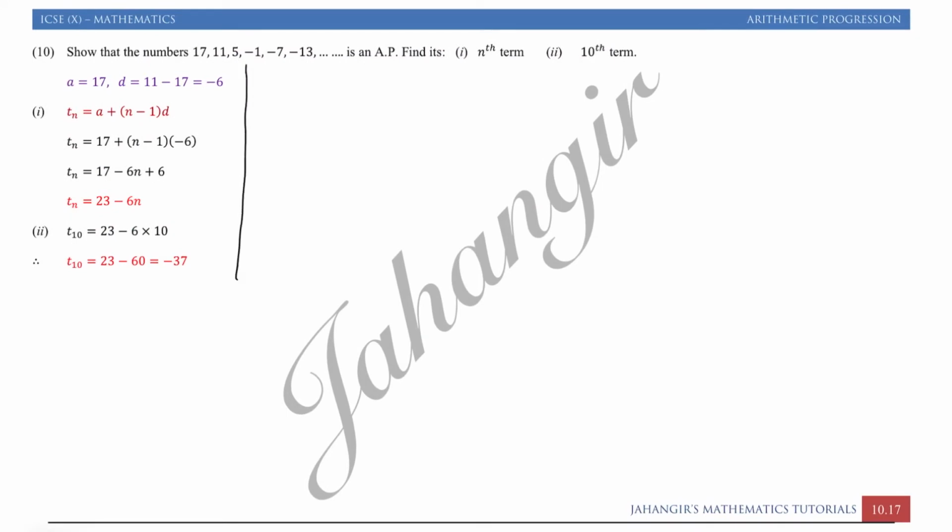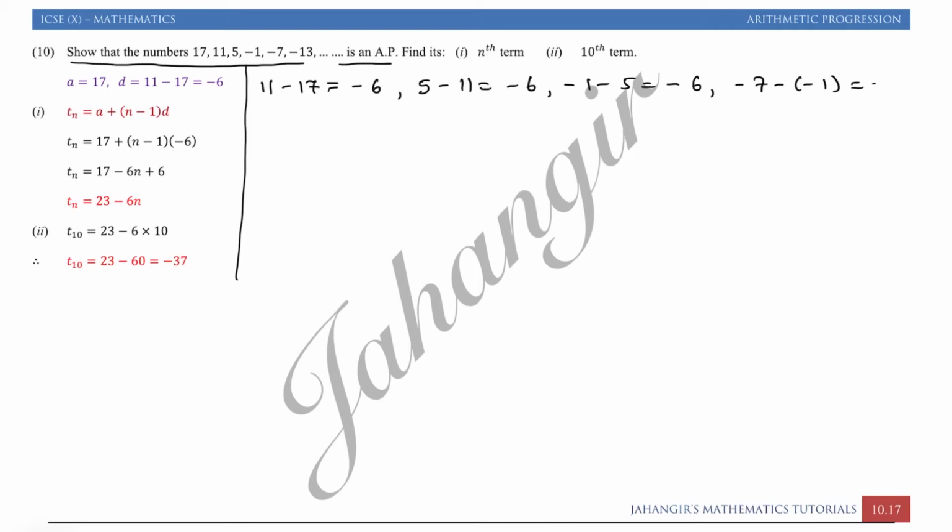In question number 10 we again have to show that the numbers 17, 11, 5, minus 1, minus 7, minus 13 is an AP. So to show that it is an AP, we will find the difference between the consecutive terms. So 11 minus 17, that is equal to minus 6. Then 5 minus 11, that is equal to minus 6. Minus 1 minus 5, that is equal to minus 6. Minus 7 minus of minus 1, that is equal to minus 6.